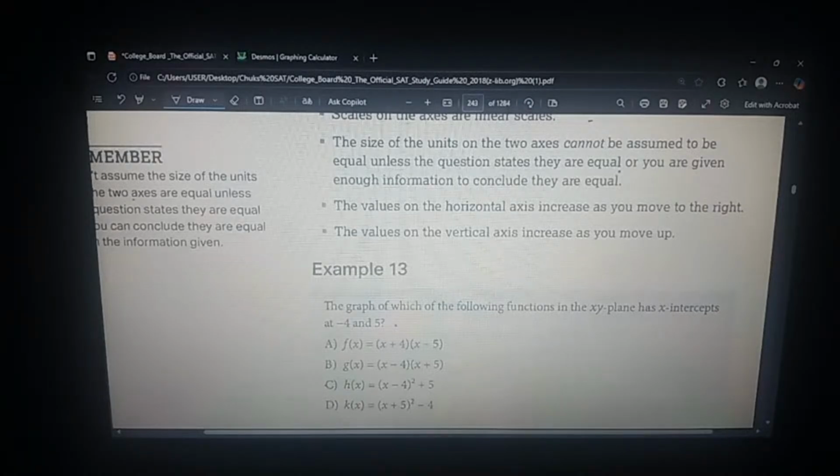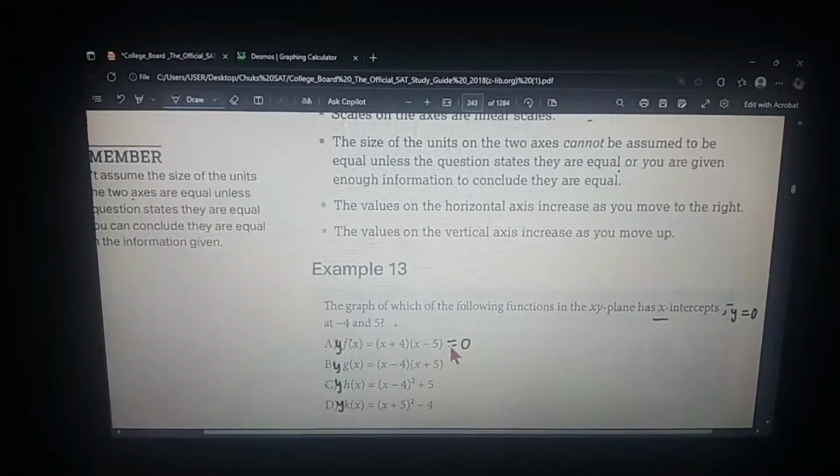Okay, let's get started. Question 13. It says the graph of which of the following functions in the xy plane has x-intercepts at -4 and 5. Now, whenever you hear x-intercept, the y value has to be equal to 0. At the x-intercept, the y value is always going to be 0. And all these are the y value, so they're all going to be equal to 0. So if you set this to 0, that implies that x will be equal to -4 or +5. Is it what we have here? So that's going to be the answer, -4 or +5.